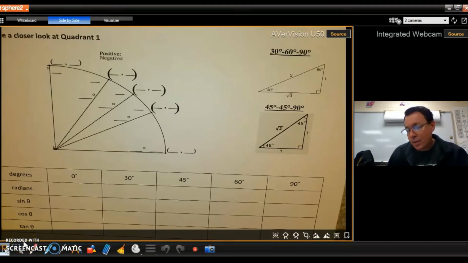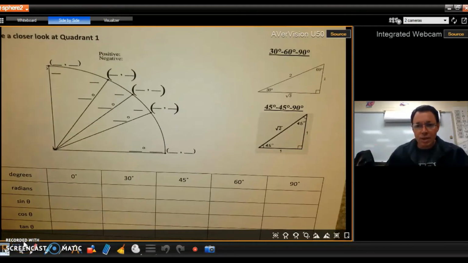All right, so now what I want to do is zoom in on quadrant 1. So we can look at what is happening here, just in this quadrant where everything's positive, the angles are nice acute angles. It'll probably make a little bit more sense to us. And then later, we'll expand this and look at the circle as a whole, but right now we're just going to zoom in here.